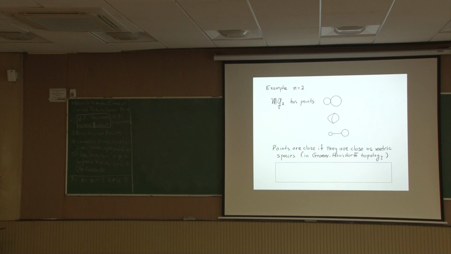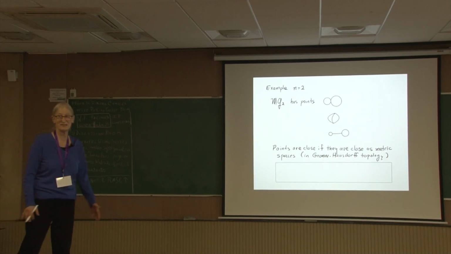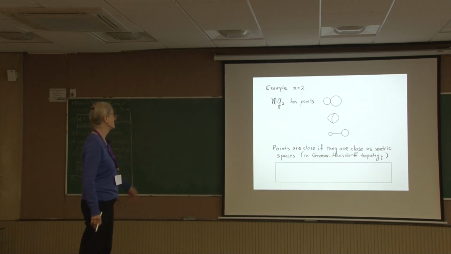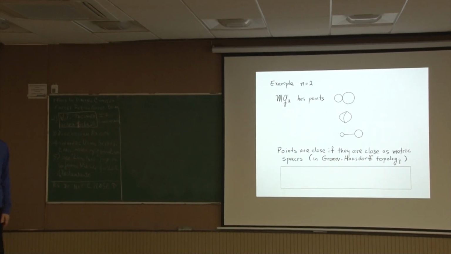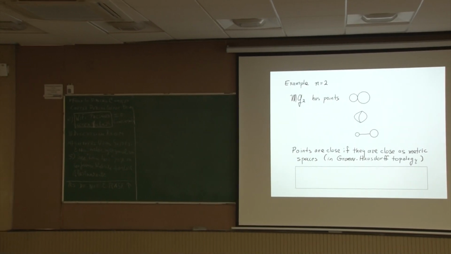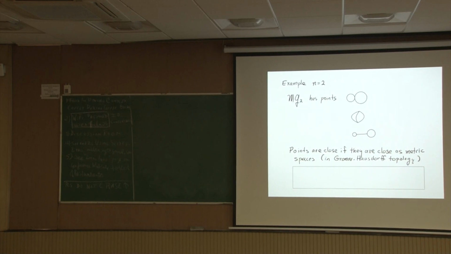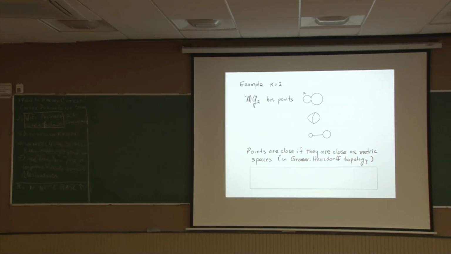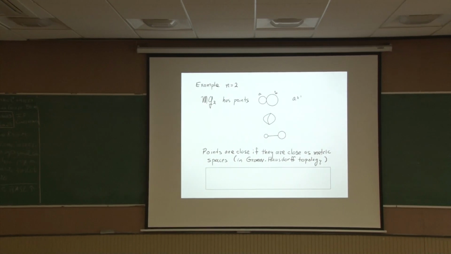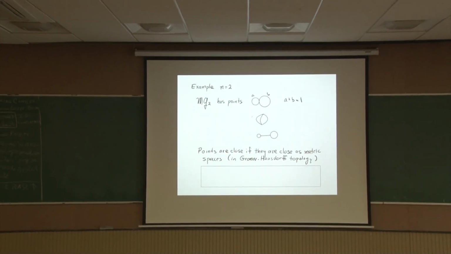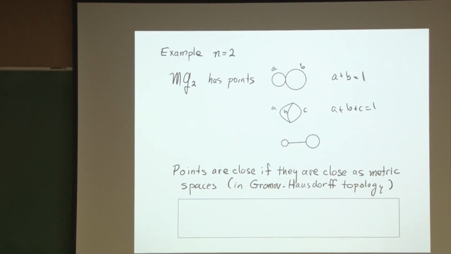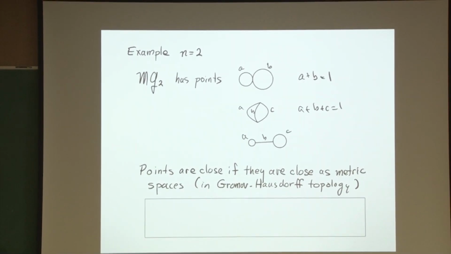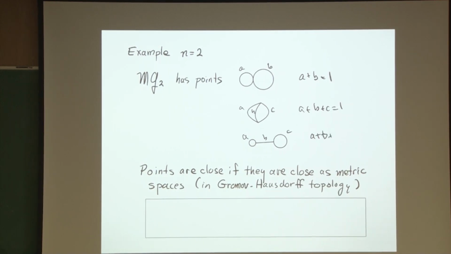So let's look at what happens at n equals 2. There are 3 kinds of graphs that fit my criteria. There are graphs with 1 vertex and 2 edges, and there's a graph with 2 vertices and 3 edges. There are 2 kinds of those 3 kinds of graphs. And I'm normalizing so that the edges have lengths a and b, and a plus b is equal to 1. Here I've got 3 edges, a, b, and c. a plus b plus c equals 1. And here again, a plus b plus c is equal to 1.